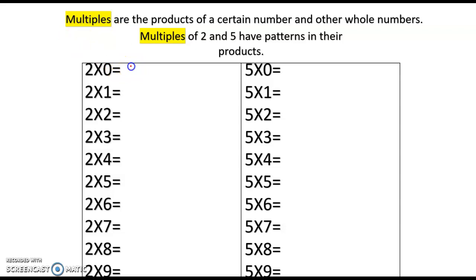2 times 0. If we have 2 zero times, then we don't have any groups of 2. 2 times 1. 2 one time is 2. 2 times 2 is 4. 2 times 3 is 6. 2 times 4 is 8. 2 times 5 is 10. 2 times 6 is 12. 2 times 7 is 14.